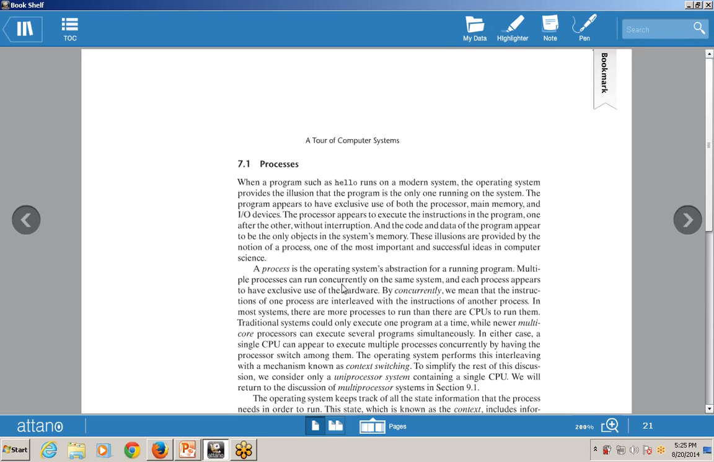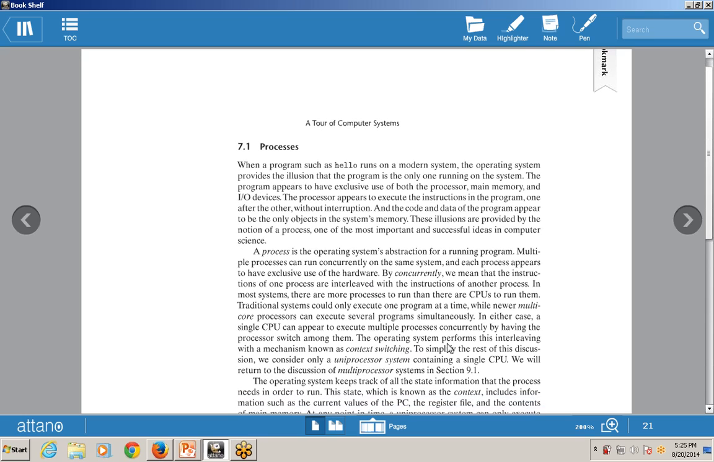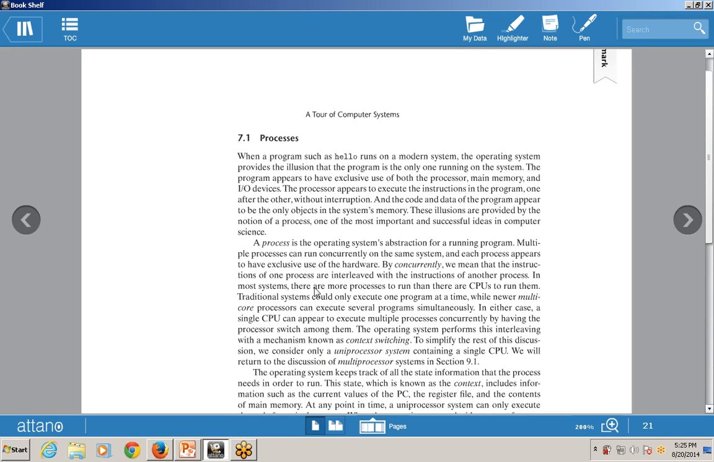Multiple processes can run concurrently on the same system, and each process appears to have exclusive use of the hardware. That means more than one process is executing at the same time, and that is known as concurrency. When the operating system performs this interleaving with a mechanism, that is known as context switching. That means when more than one process is executed at the same time, that is known as context switching.